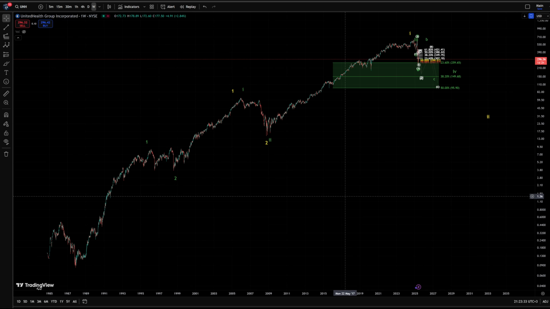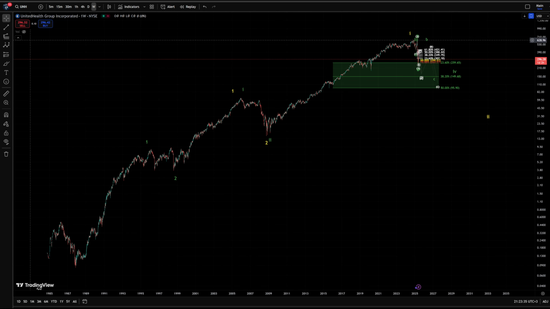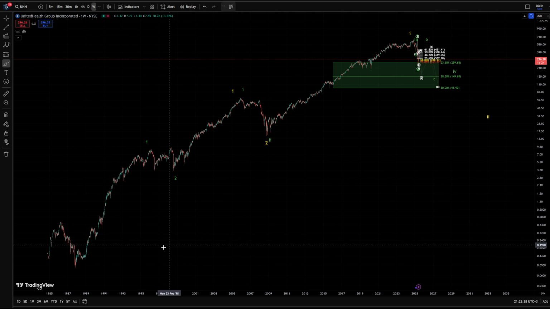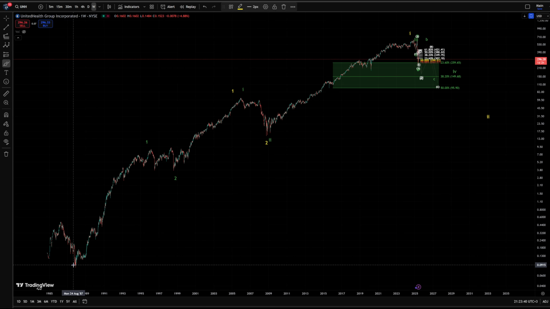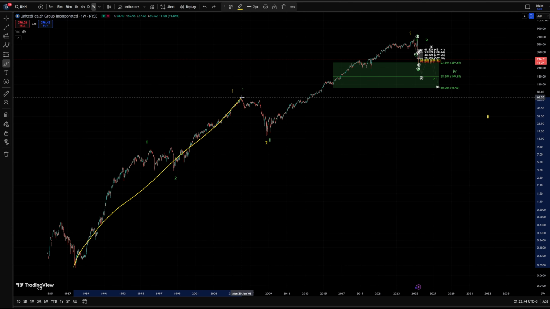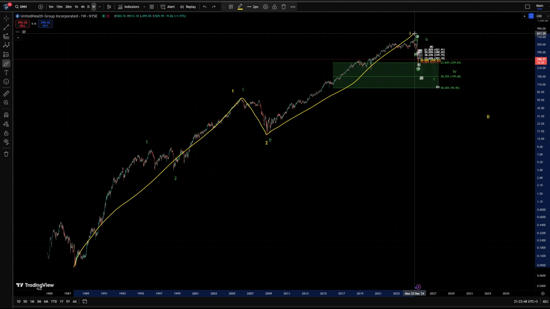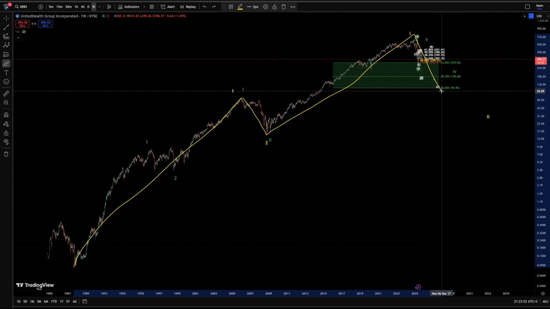Today I wanted to provide a quick update for United Health. In the last video I provided the green scenario, which is still on the chart, but I also want to add the yellow scenario here, which would be one that ended here instead, wave 2 here, a wave 1 of 3 here, a wave 2 of 3 in the making right now.